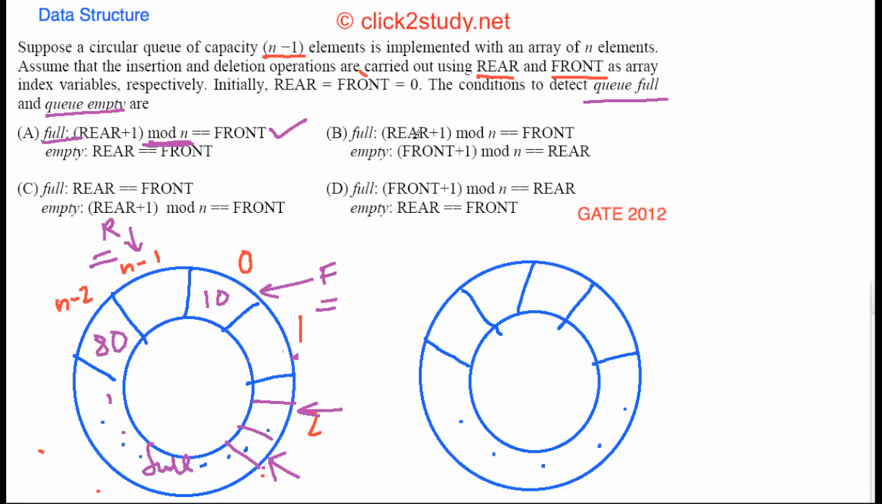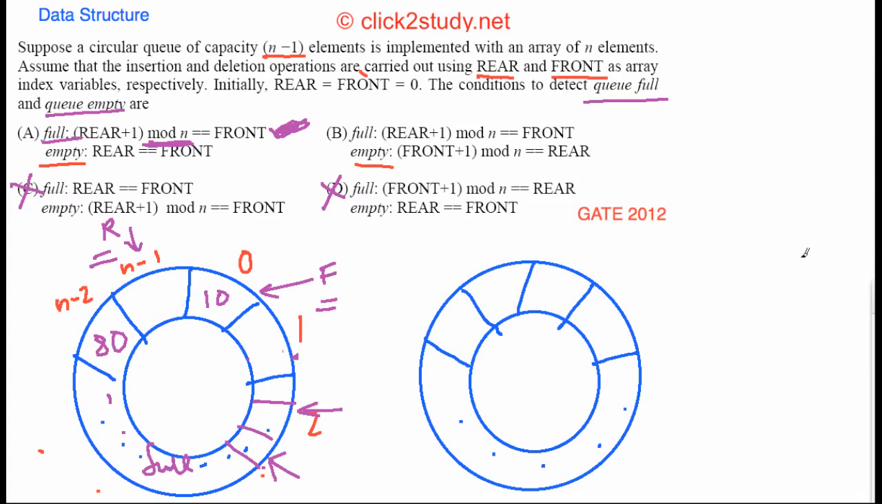So this thing is present in A and B, so definitely C is not the choice. C can be eliminated, and D can also be eliminated. And then what we are left with is we have to check the condition for empty.